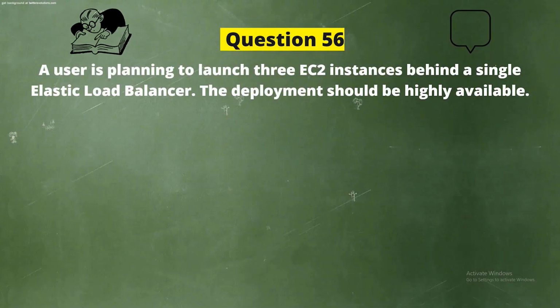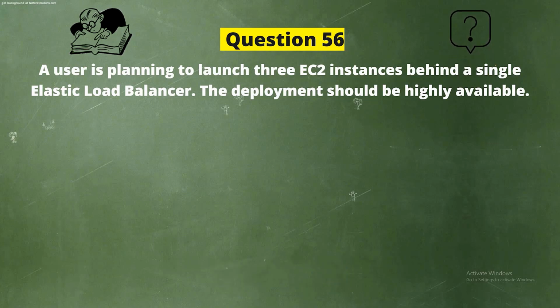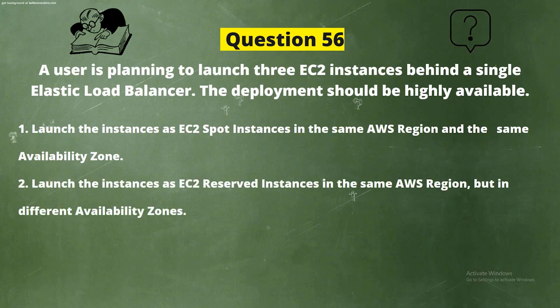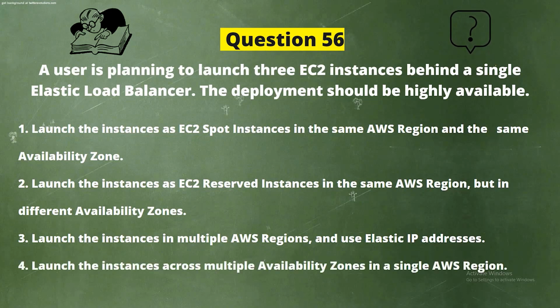A user is planning to launch 3 EC2 instances behind a single elastic load balancer. The deployment should be highly available. And the options are: Option 1. Launch the instances as EC2 spot instances in the same AWS region and the same availability zone. Option 2. Launch the instances as EC2 reserved instances in the same AWS region, but in different availability zones. Option 3. Launch the instances in multiple AWS regions, and use elastic IP addresses. Option 4. Launch the instances across multiple availability zones in a single AWS region.